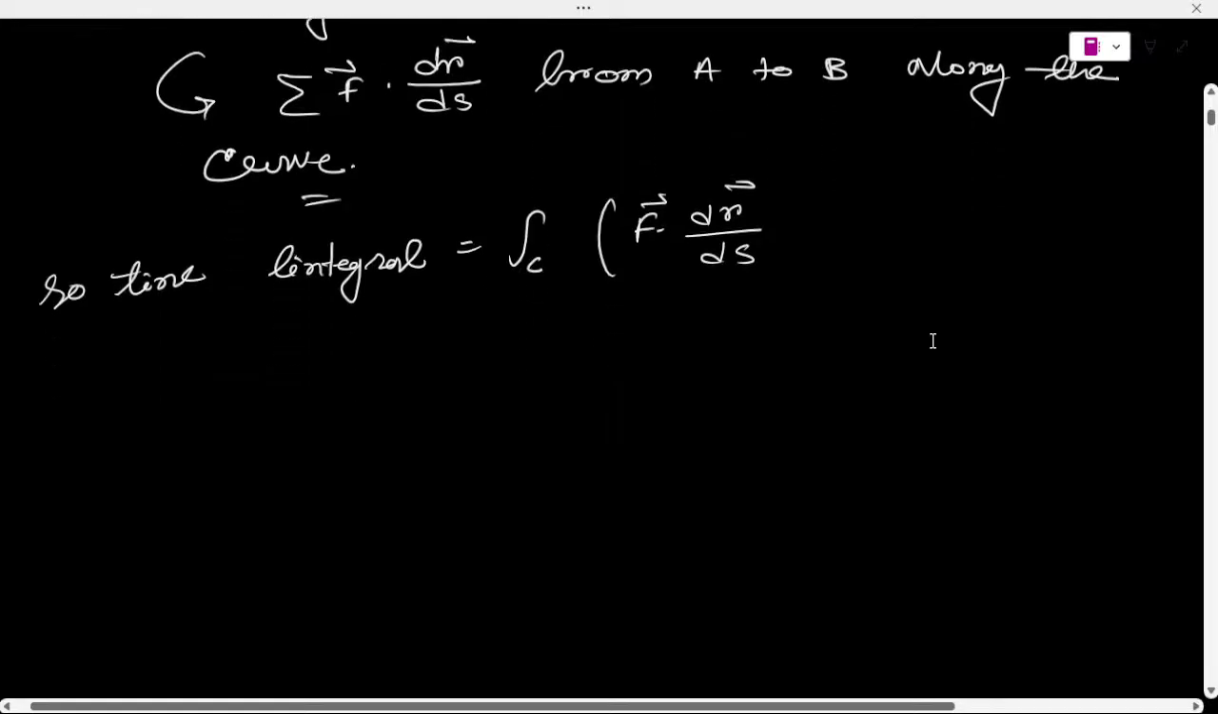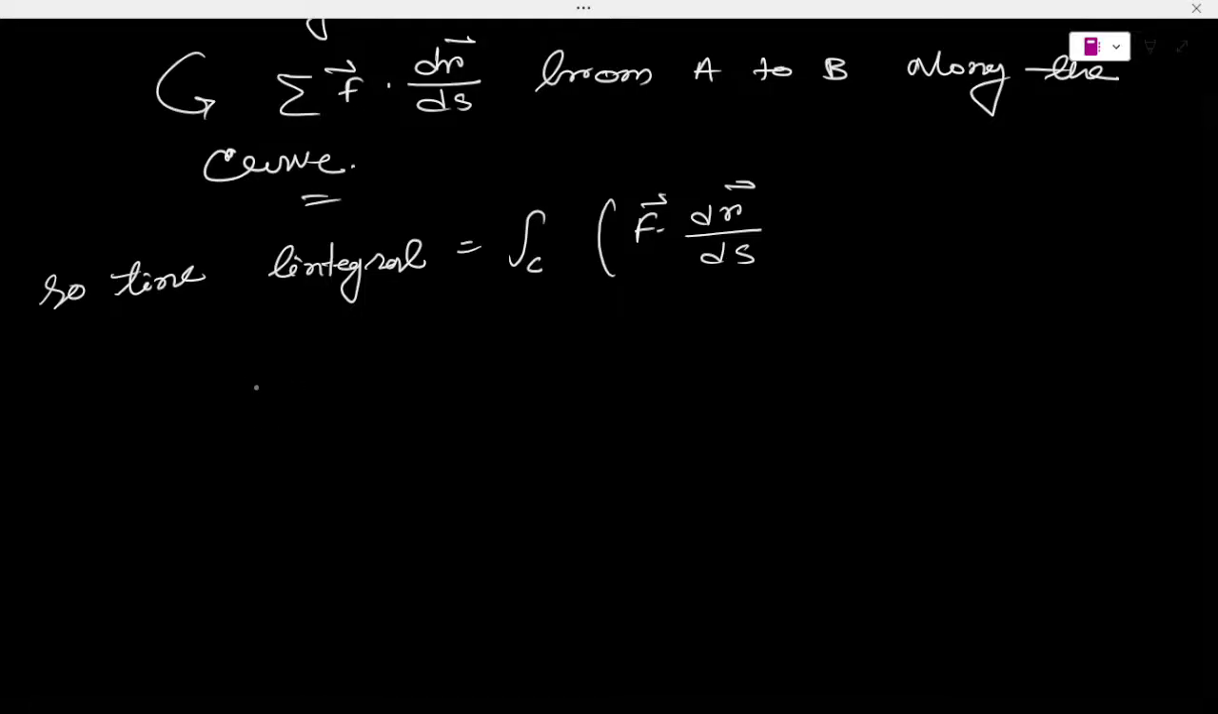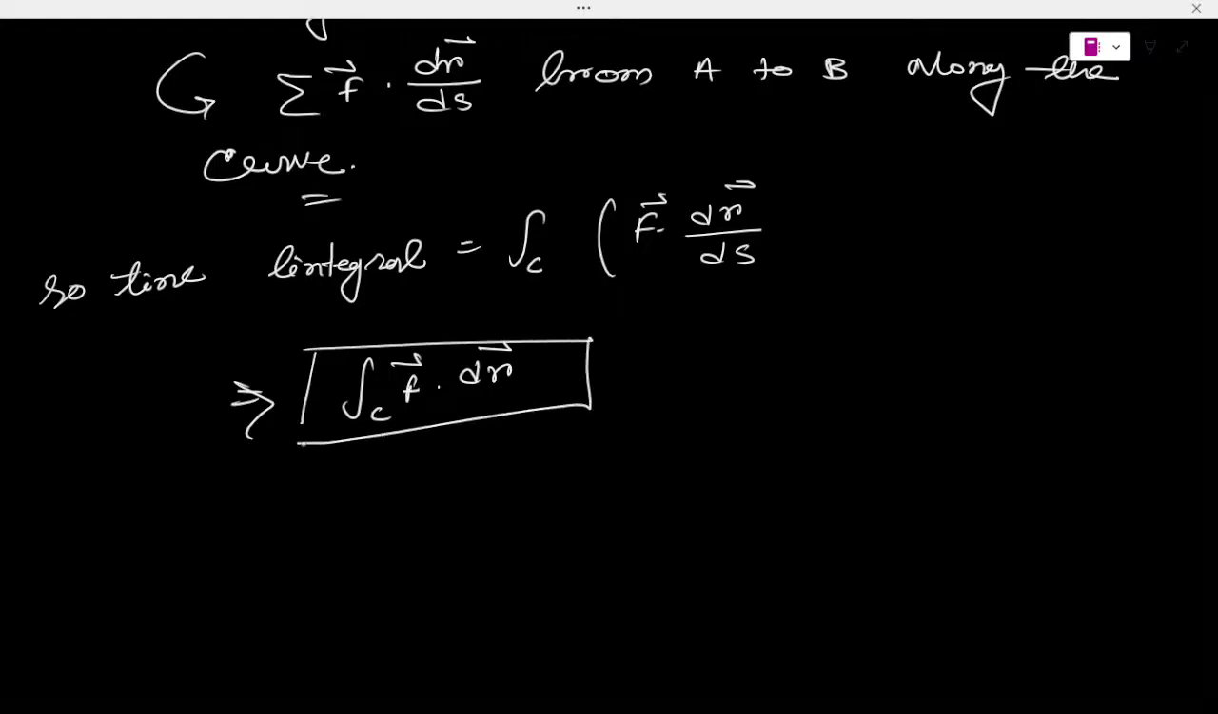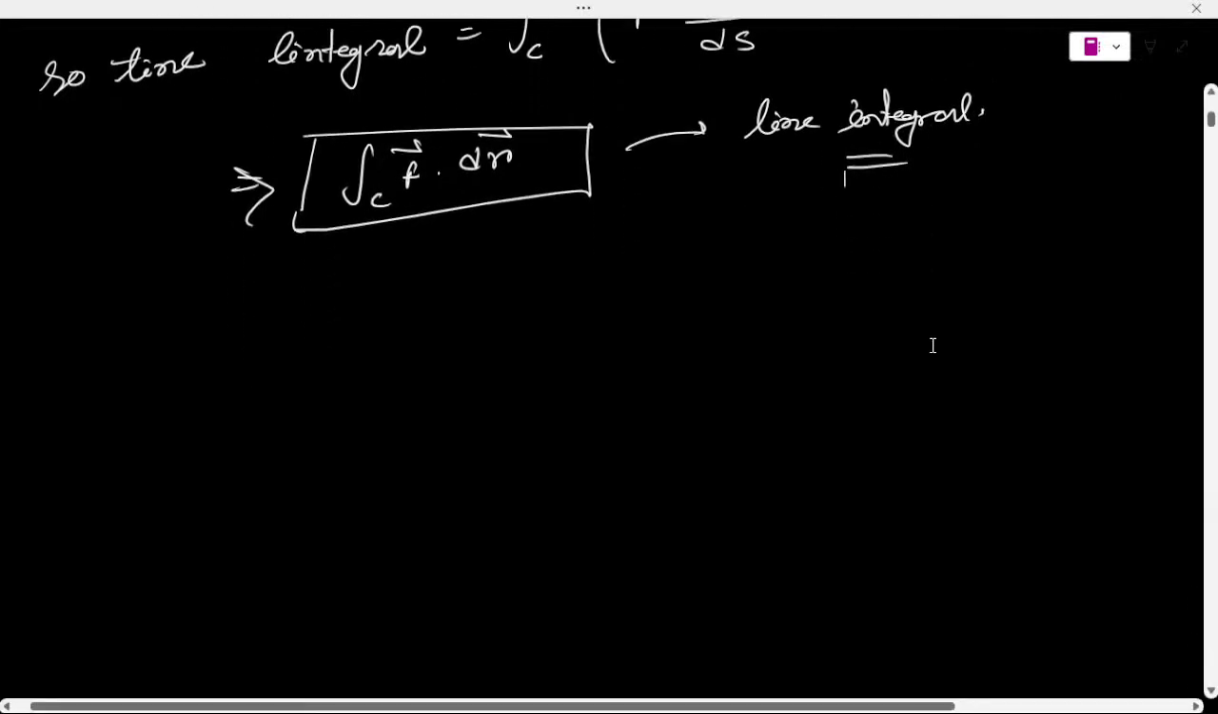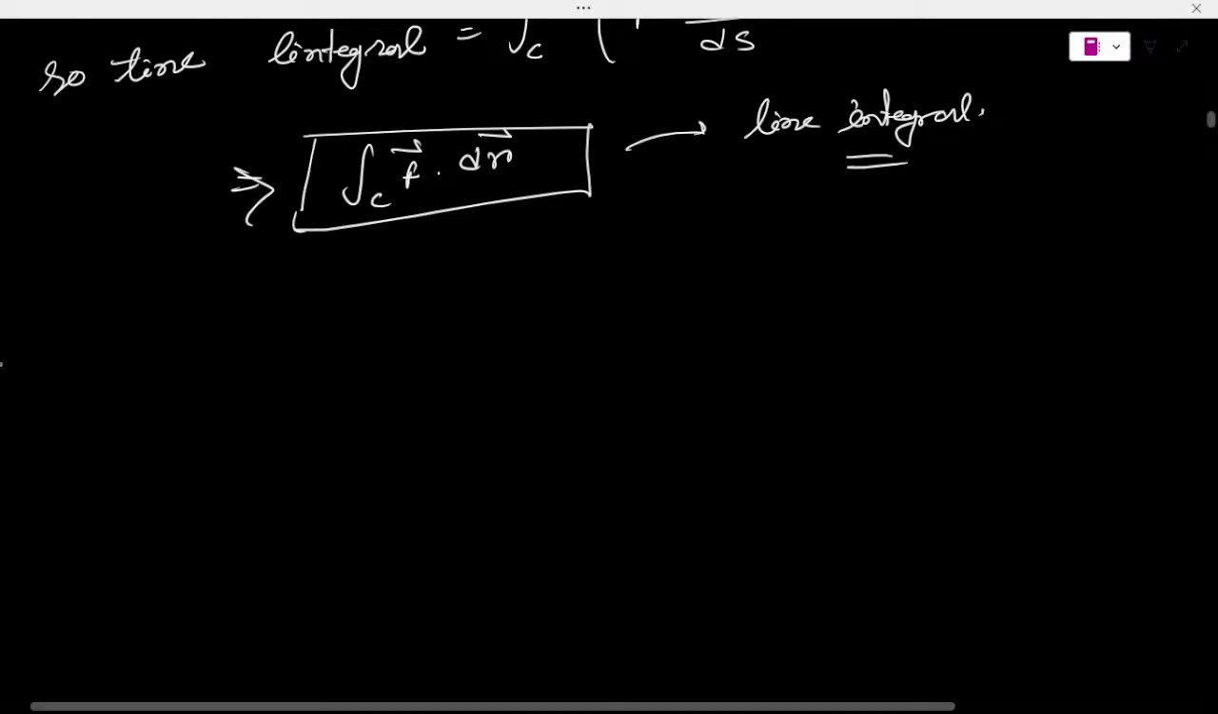And now coming to the point, the line integral, it is clear. So how will you write the line integral? You will write the closed integral over the closed curve C of f vector dot dr vector. So this will be the line integral. Clear?